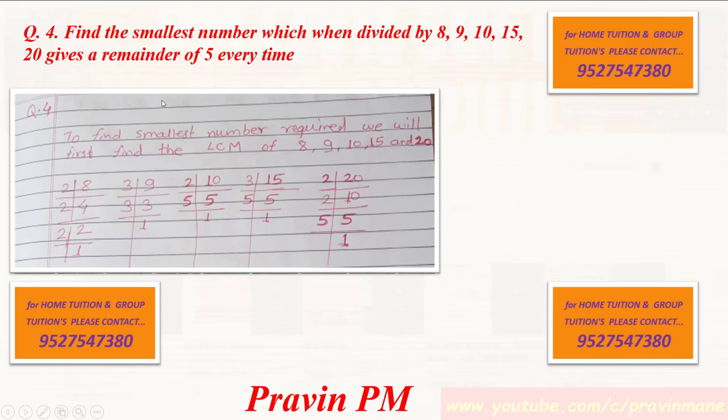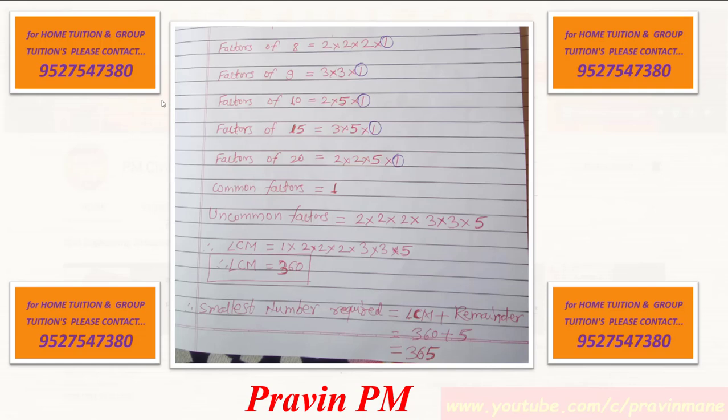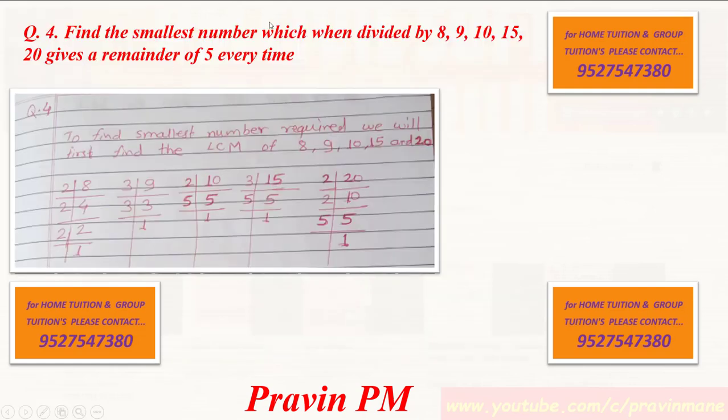So we need to find the smallest number which, when divided by 8, 9, 10, 15 and 20, gives remainder 5. For this purpose, first we need to find the LCM of 8, 9, 10, 15 and 20. So what is the procedure?